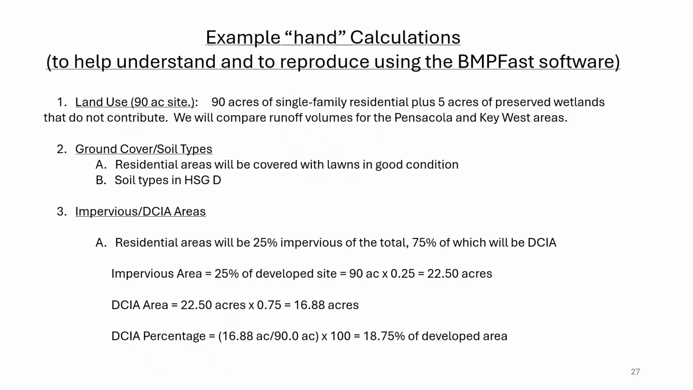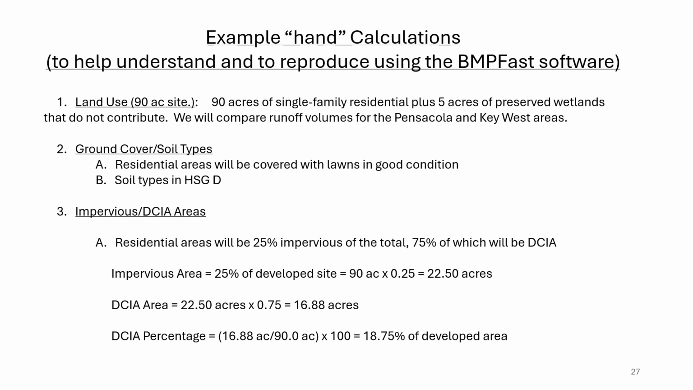Let's walk through an example of hand calculations for runoff volume. These manual calculations are incredibly useful for understanding the underlying principles before we apply software like BMPFast. For our project, we have a 90-acre site dedicated to single-family residential development. There are also 5 acres of preserved wetlands on the site, which we'll consider non-contributing for runoff calculations. We'll compare the runoff volumes for this same site if it were located in the Pensacola area, representing Rain Zone 1, versus the Key West area, which falls into Rain Zone 3.